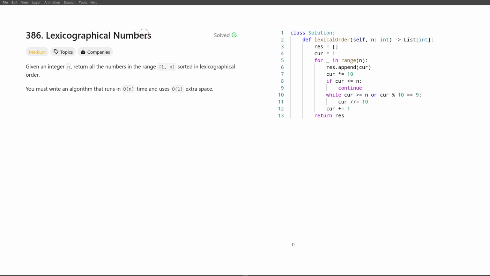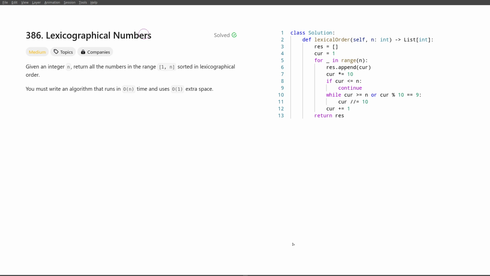Hello everyone, today we'll talk about the solution to the problem lexicographical numbers. Here we want to generate all the numbers from 1 to n inclusive and sort them in lexicographical order.